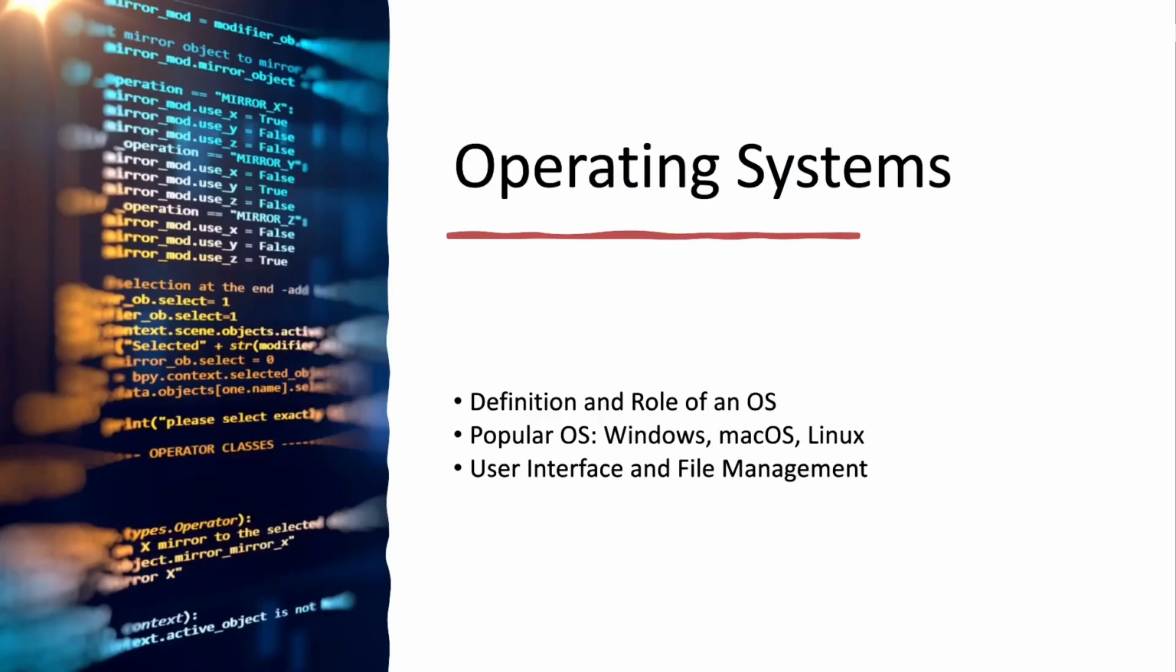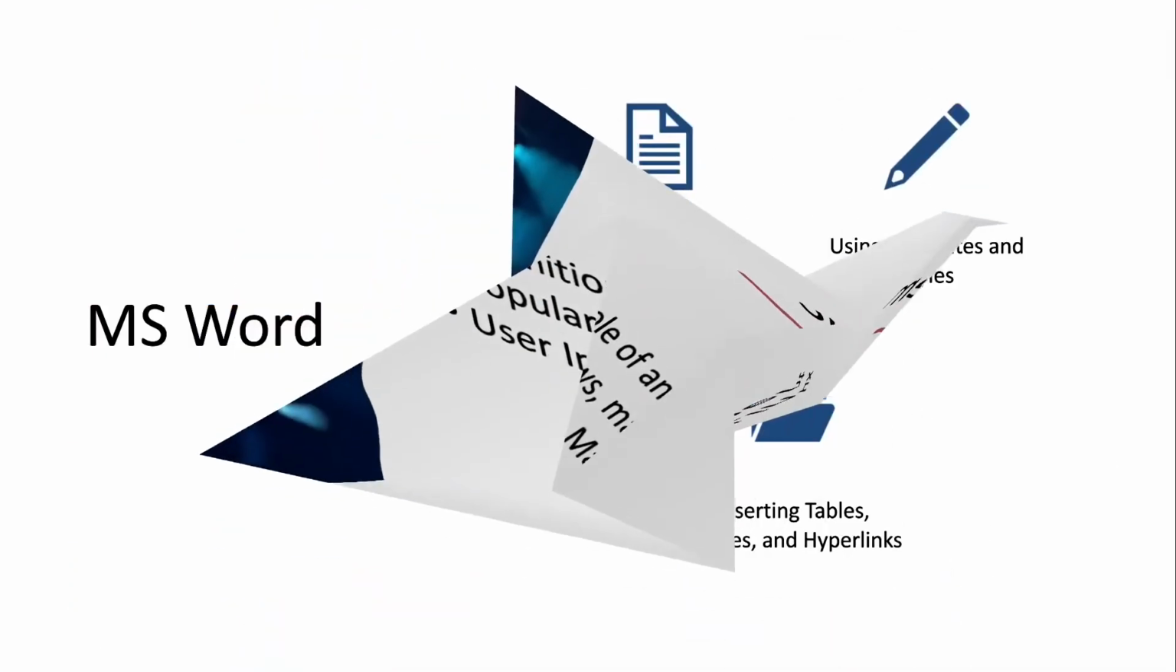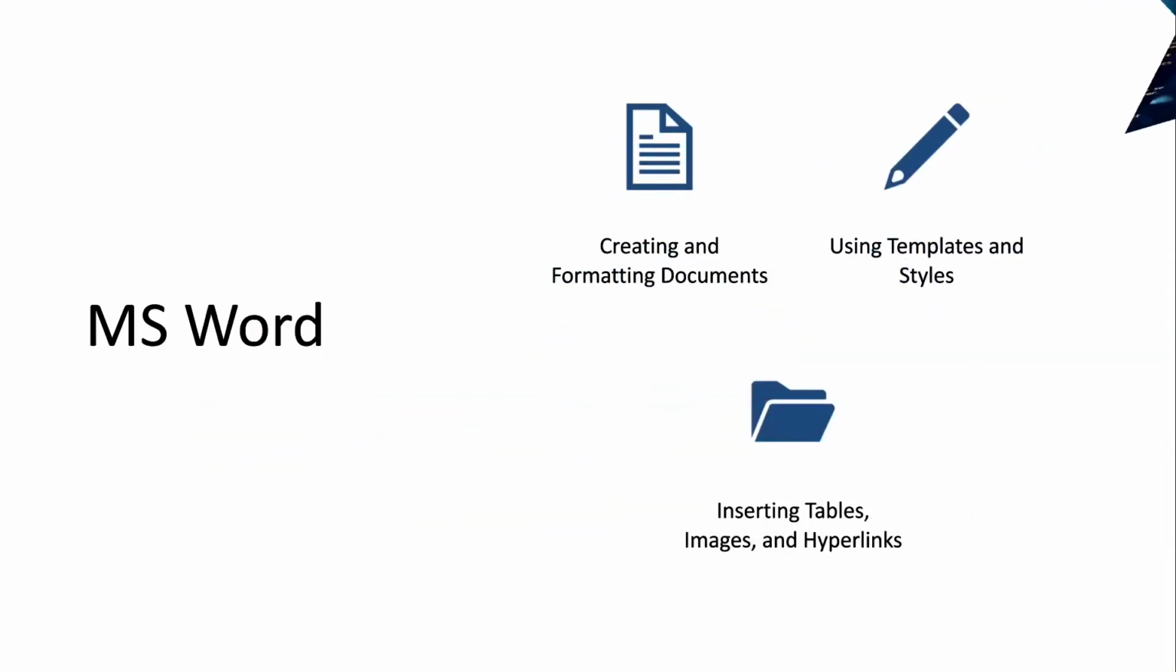Under operating systems, we'll cover the definition and role of an OS, and popular operating systems such as Windows, macOS, Linux. Side note, please note that Linux is not an operating system on its own, it's just a kernel. We'll debunk that myth as we discuss more about operating systems. Lastly, we'll cover user interface and file management, HCI, human-computer interaction, and file management in different types of operating systems.